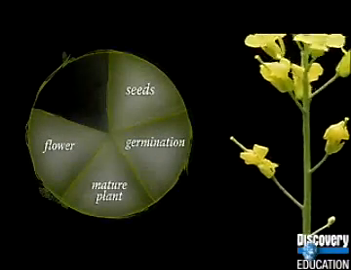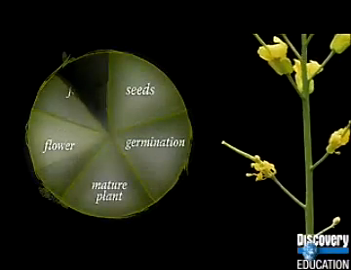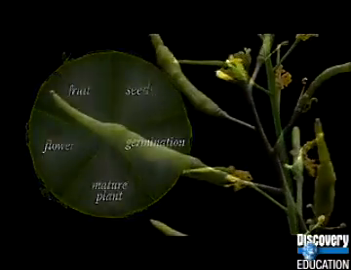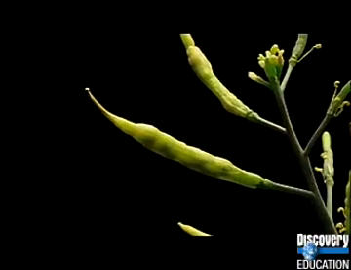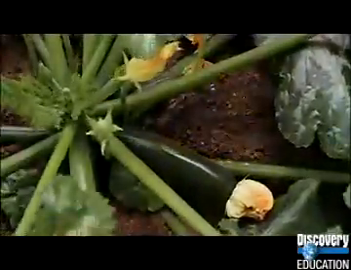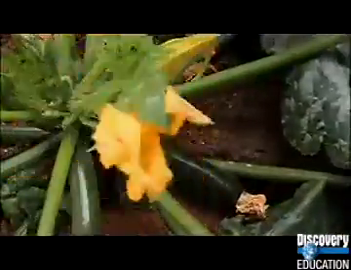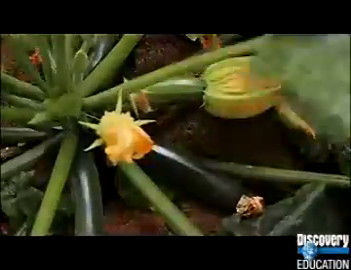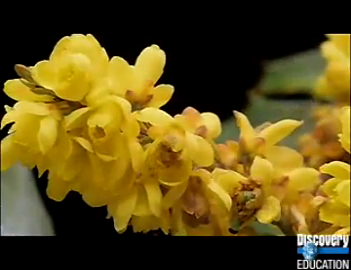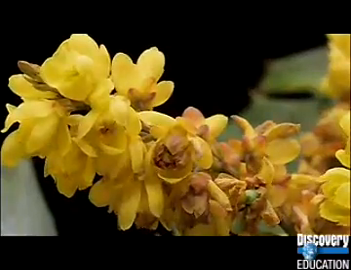Once the seeds are produced, part of the flower goes through a dramatic transformation and becomes the fruit, which encases the seeds during this next stage in the life cycle. Many fruits, like this zucchini, are a valuable source of nutrition for humans and animals. But the true purpose of fruit is to protect and distribute the plant's seeds.